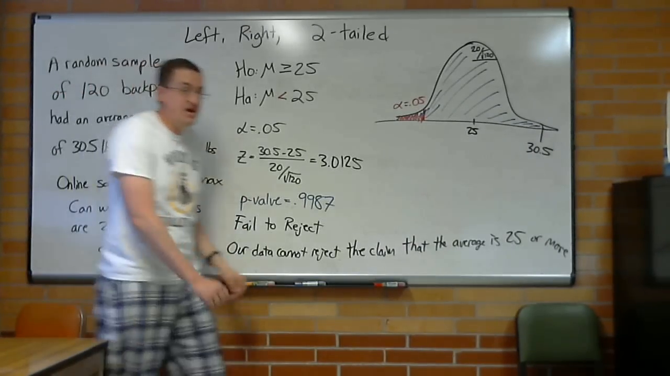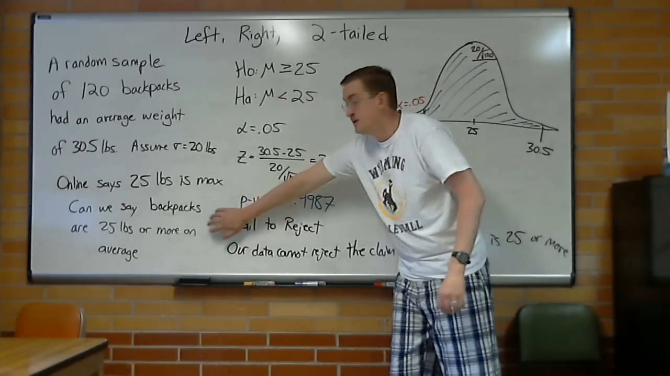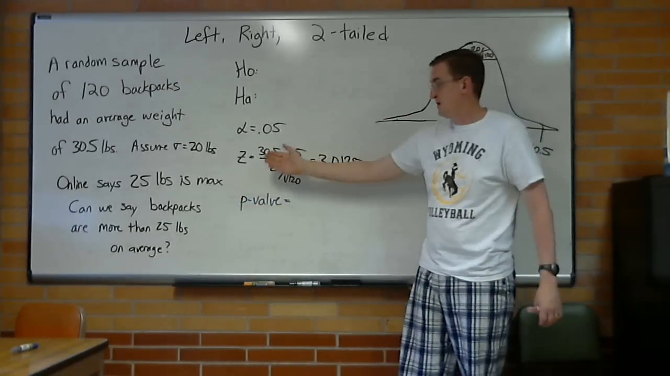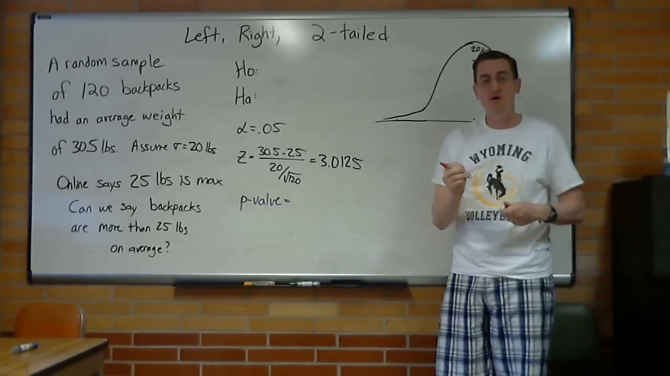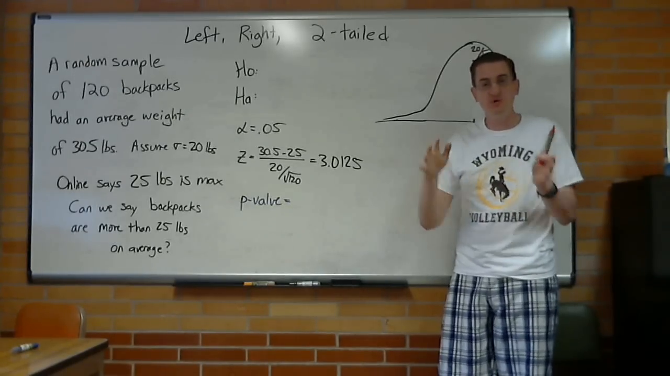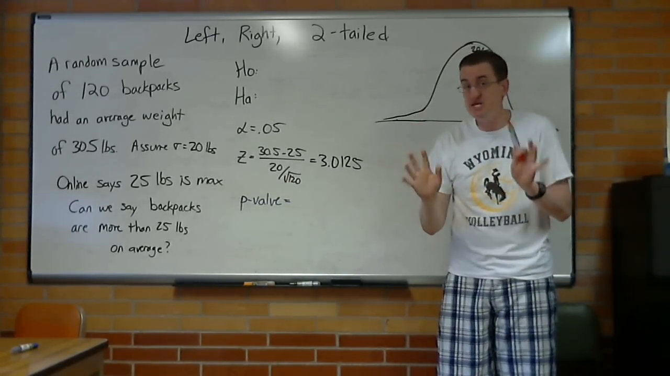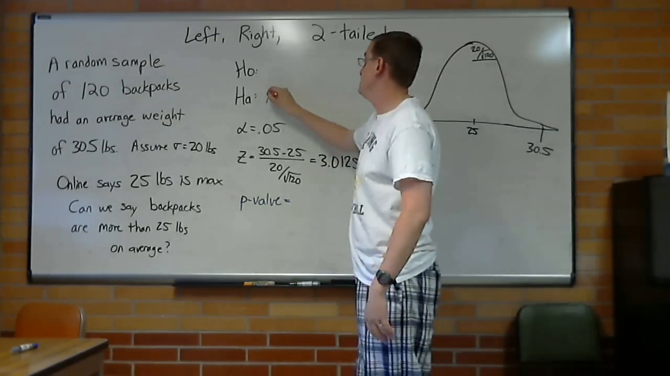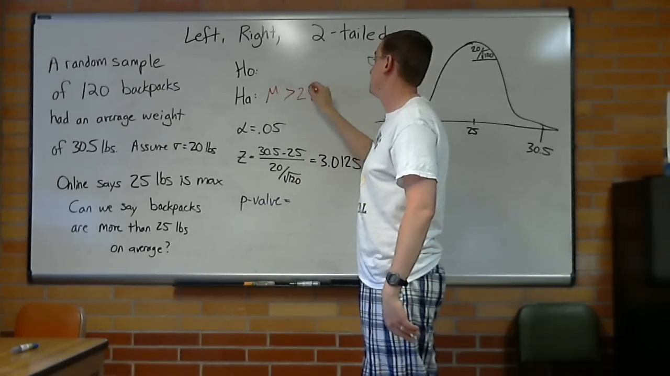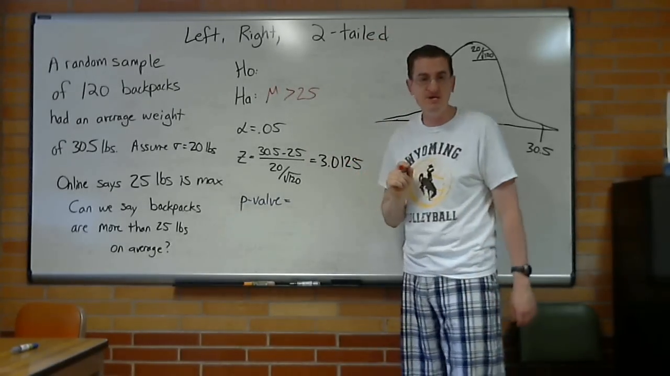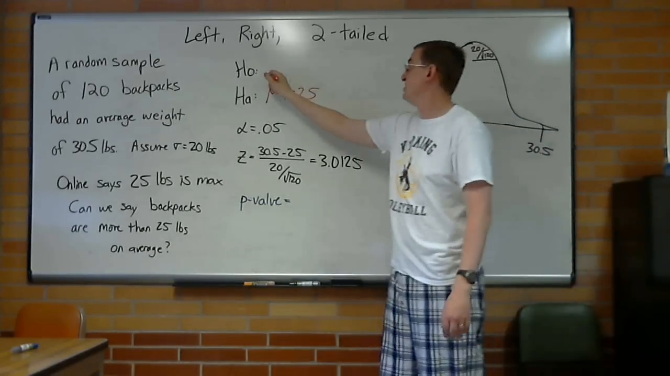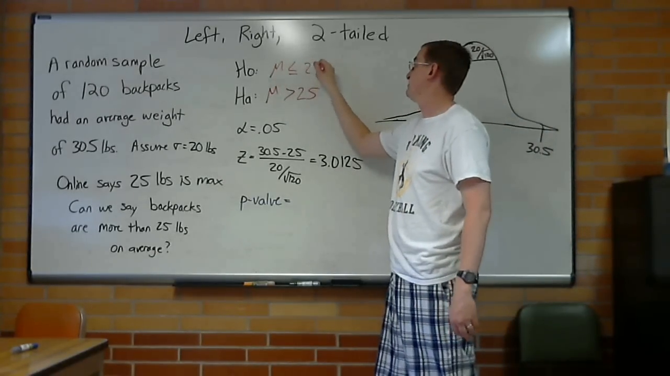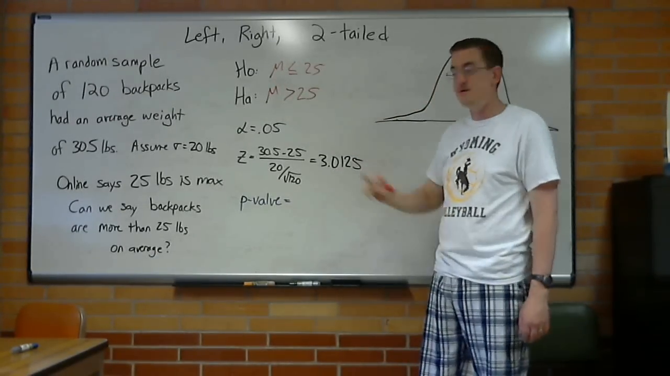Now, let's change our question right here. Let's make it now say, can we show the backpacks are more than 25 pounds? More than is greater than. Greater than, but I'm not saying there's an equals here. So, mu greater than 25, that has to be in our alternative. That means the null is going to be a less than or equal to 25.